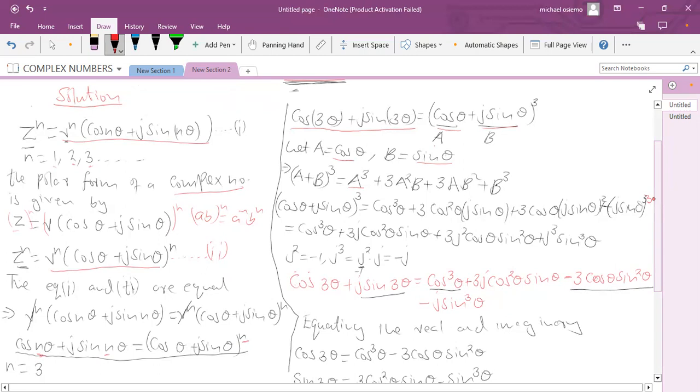Expanding the powers of j, j² is equal to -1. And so therefore j³, which is equal to j² times j, will be equal to -j. So from this equation, we have cos 3θ + j sin 3θ being equal to (cos θ + j sin θ)³. So I can now equate the expansion of the right-hand side to cos 3θ + j sin 3θ, and that is what we have here.